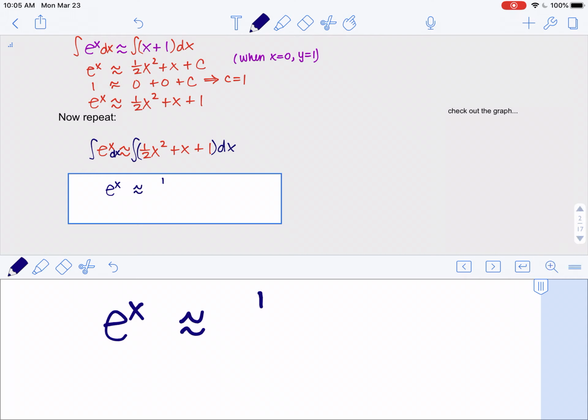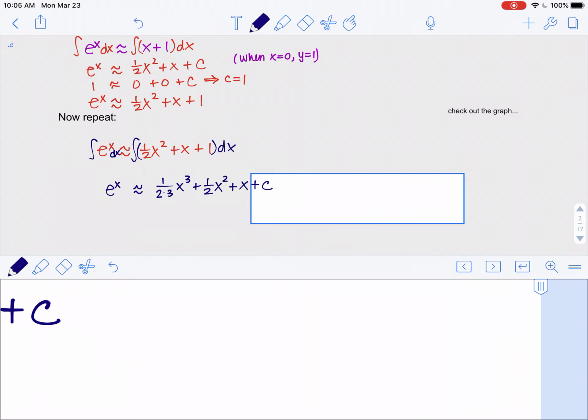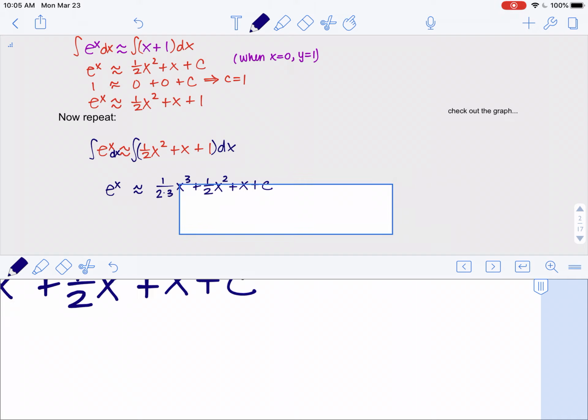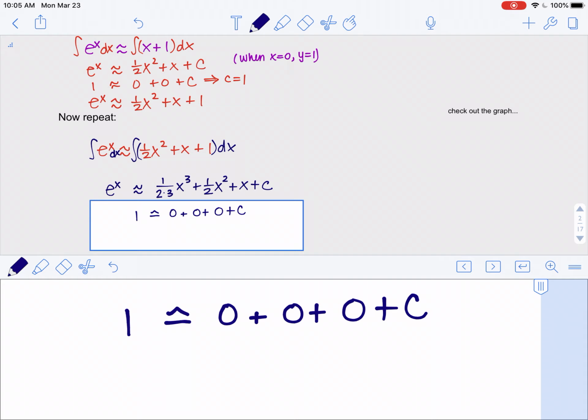Let's see, 1 over 2 times 3x cubed plus 1/2 x squared plus x plus c. I can still use that same ordered pair because I know for sure it's on the graph. What's going to happen is I'm going to get e to the 0, 1, all of these things will be 0 because they all have x's in them. And then I'm going to have c. And so c is going to be 1.